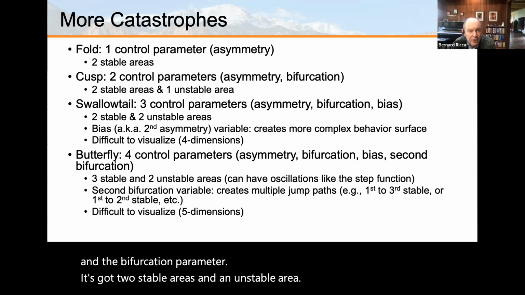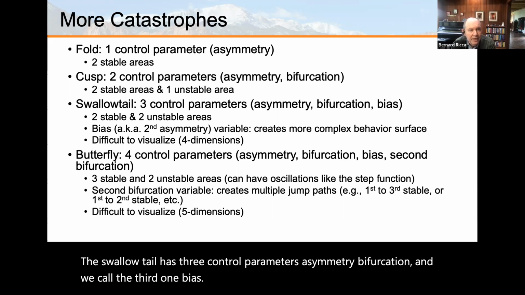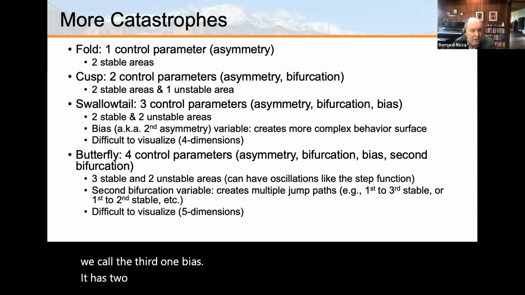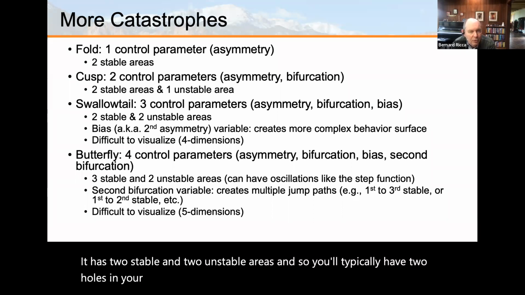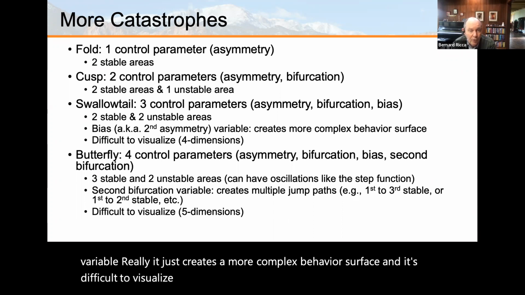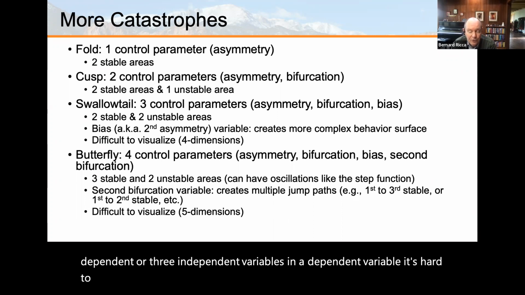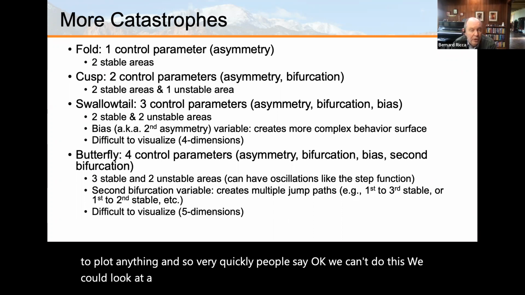The swallowtail has three control parameters: asymmetry, bifurcation, and we call the third one bias. It has two stable and two unstable areas. And so you'll typically have two holes in your data. The bias, which is also called the second asymmetry variable, really just creates a more complex behavior surface. And it's difficult to visualize because now that we have four parameters in total, three independent variables and a dependent variable, it's hard to plot anything. And so very quickly people say, okay, we can't do this. We could look at a slice of this, but we can't look at all of it.